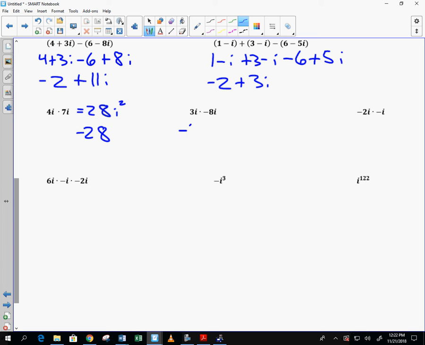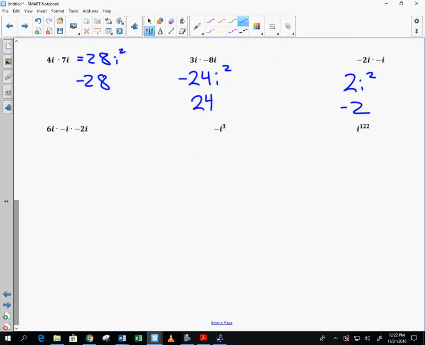Next one will be negative 24i squared. And because i squared is negative 1, the final answer is 24. Negative 2i times negative i is going to be positive 2i squared, which is negative 2.